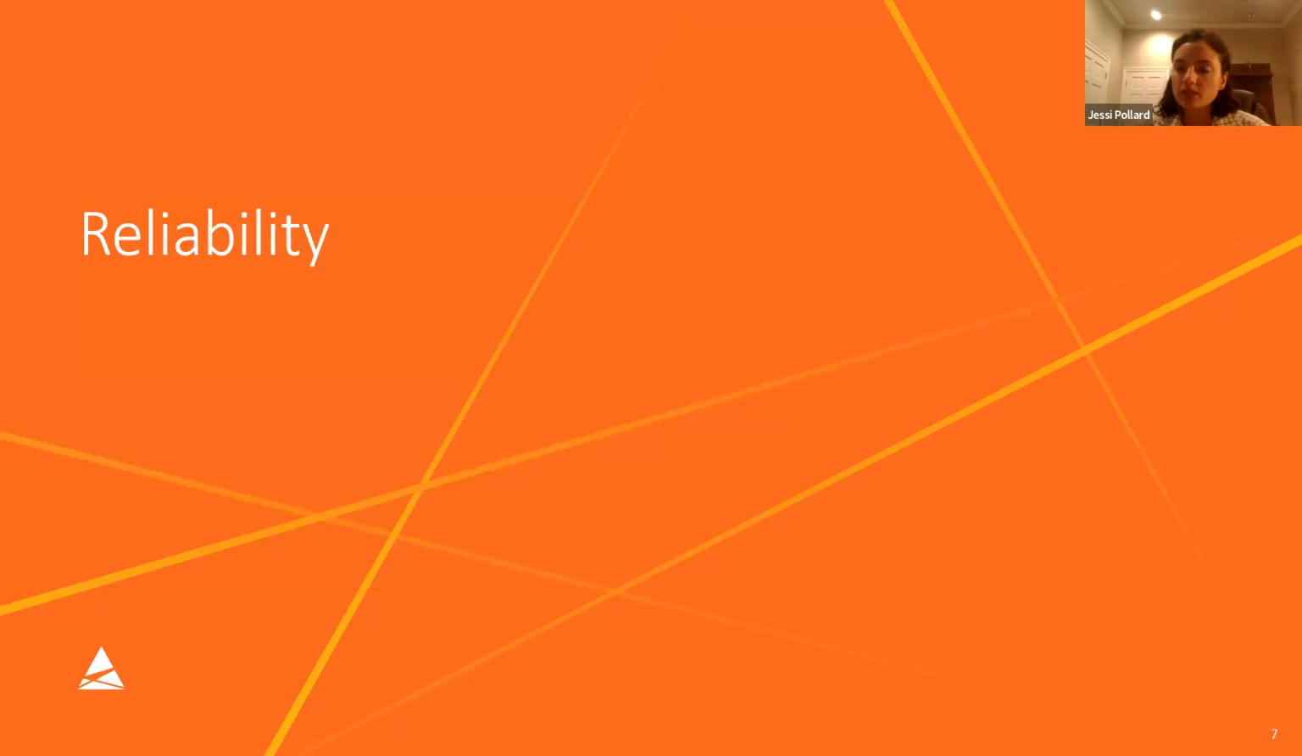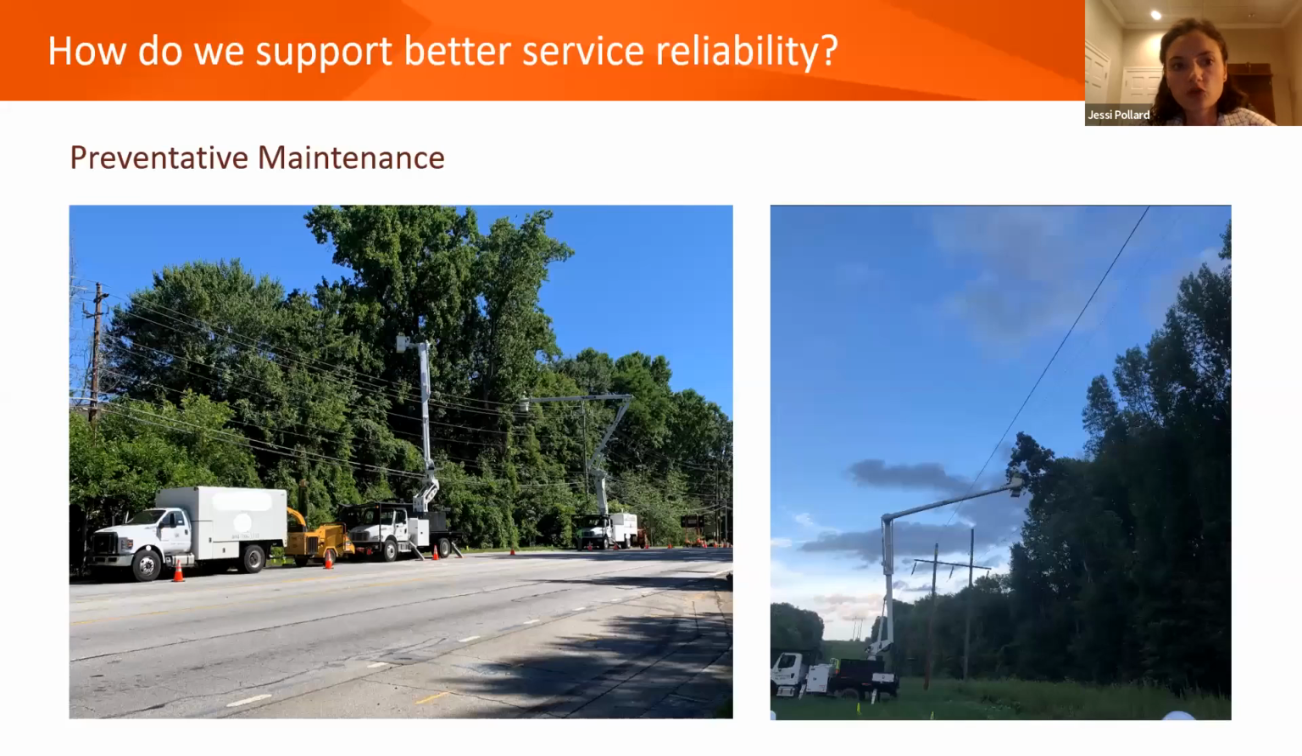So I'm going to break those up into two: I'm going to break them up into reliability, and then I'm going to talk about safety. As a company, Georgia Power views it as important to support better and more reliable electricity. By doing this preventative maintenance, we're able to prevent those trees from going into the power lines. At least that is the hope. I'll go ahead and pause, Brittany, for a question.